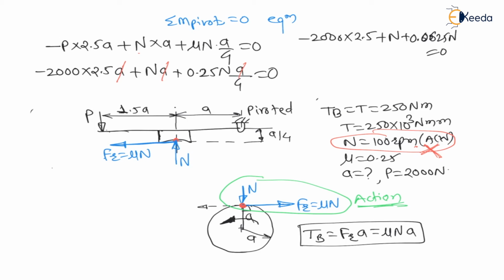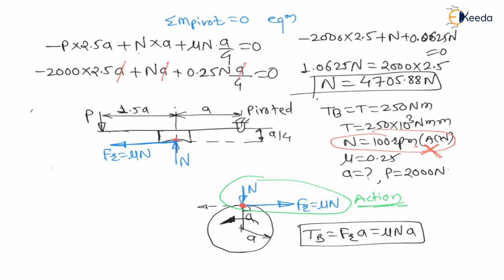Therefore from this equation only n is unknown. Now solve for n. Therefore 1.0625 n is equal to 2000 into 2.5. Therefore the normal reaction will be equal to 4705.88 Newton. This is the normal reaction.